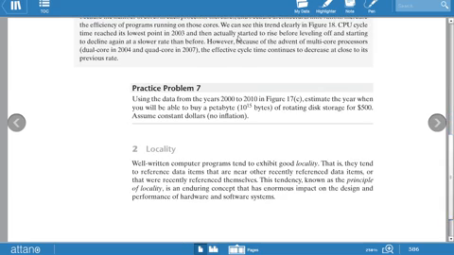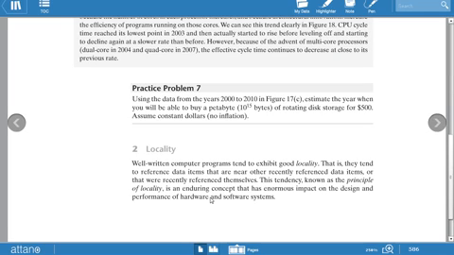This is the second topic, that is locality. This says well-written computer programs tend to exhibit good locality. That is, they tend to reference data items that are near other recently referenced data items or that were recently referenced themselves. This tendency is known as the principle of locality. That is, the location where the data item will be stored that refers to the other data item, that is known as locality or the principle of locality.